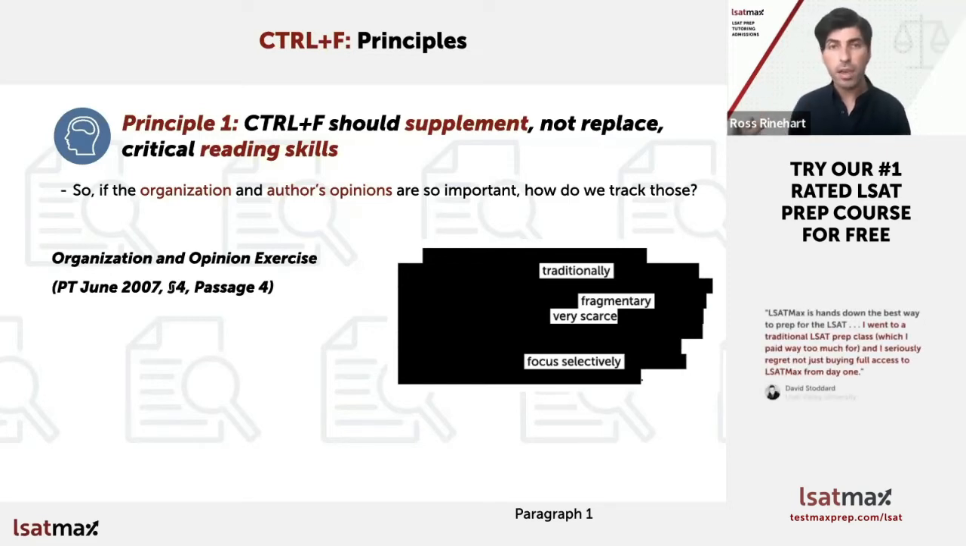So you know right away, just through that word traditional, that, hey, this is the part of the passage where they're talking about a traditional approach. The rest of the passage is probably going to be talking about a new approach.